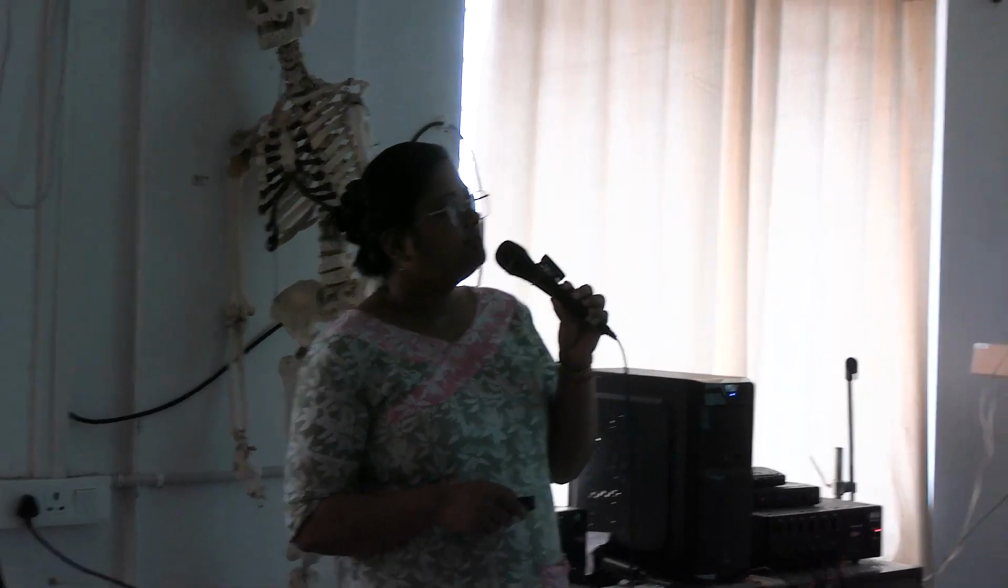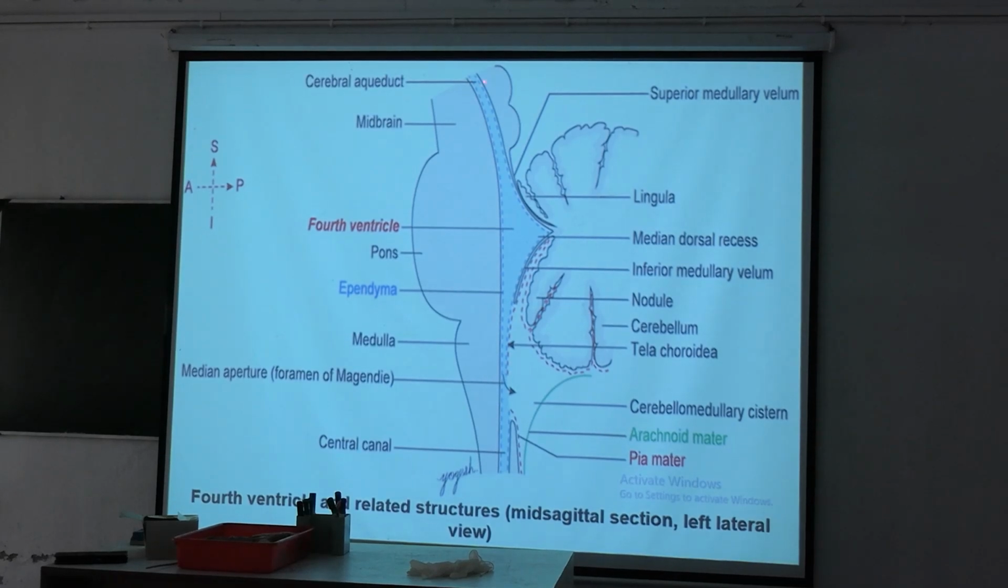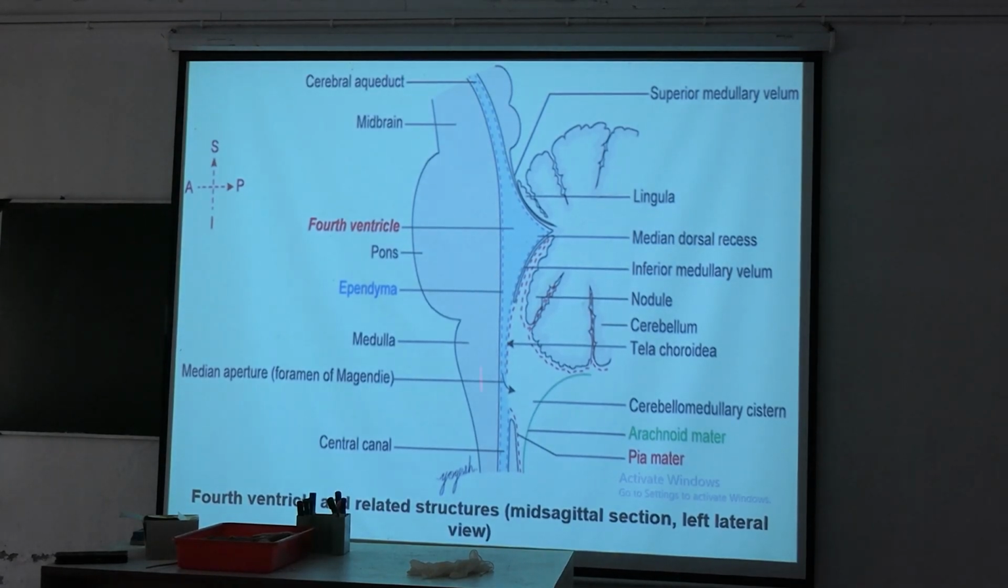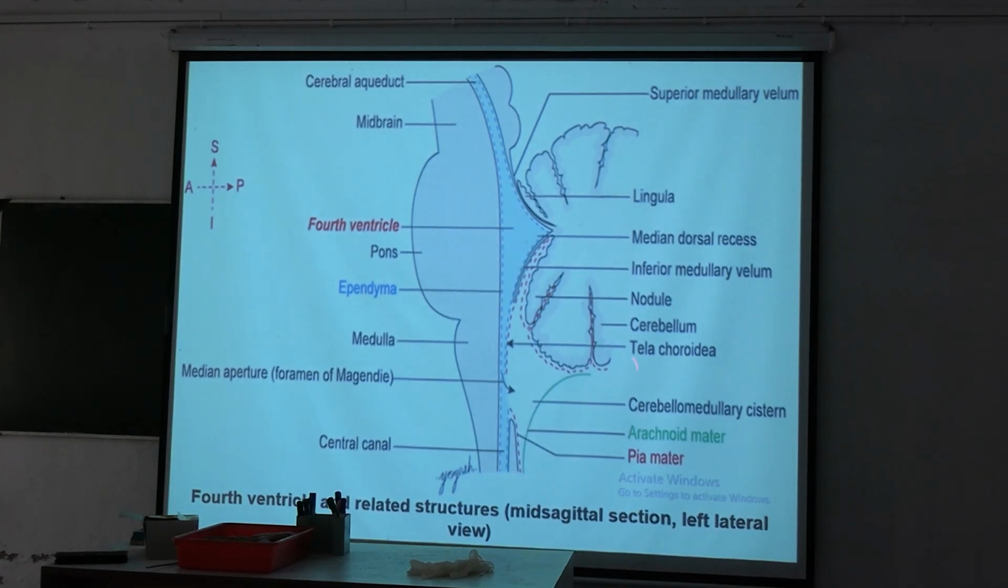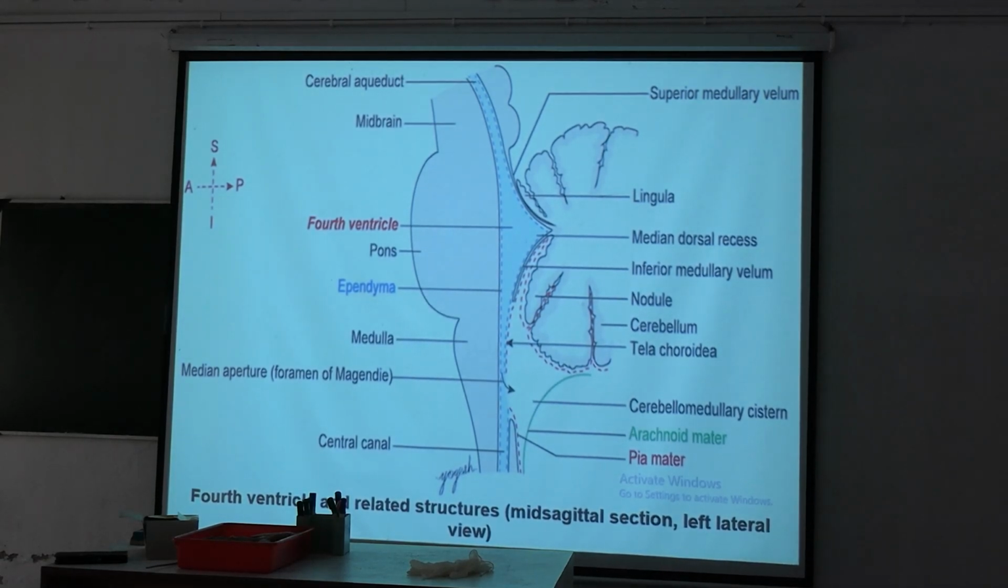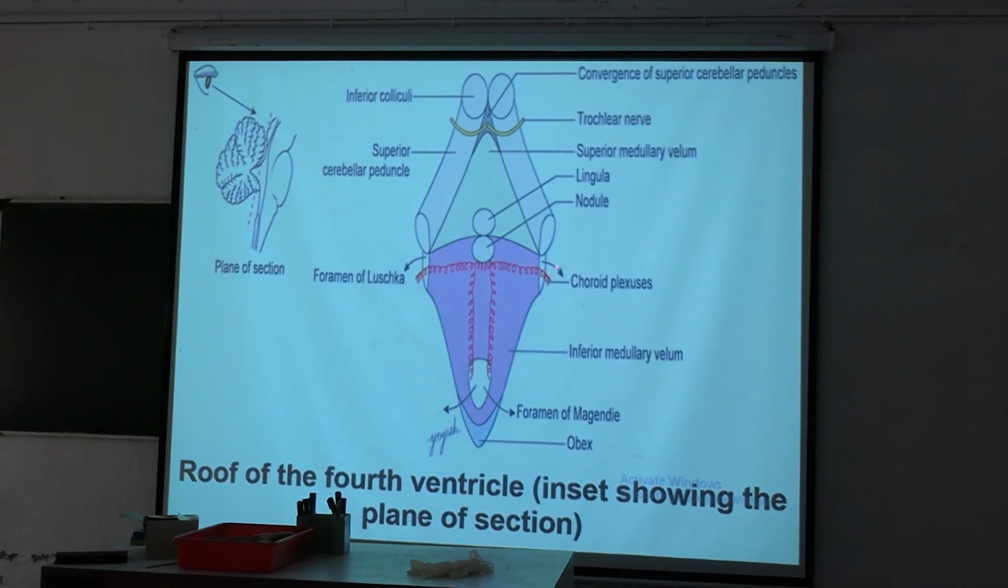See there, this blue lining is showing the ependymal lining of the fourth ventricle. Okay, continuous above with the cerebral aqueduct, below with the central canal of the medulla. And here is one cistern, the cerebellomedullary cistern. And you can see here the choroid plexuses. Here is the foramen of Magendie and foramen of Luschka. Okay, and the roof has been shown here, superior medullary velum, and this is the inferior medullary velum.